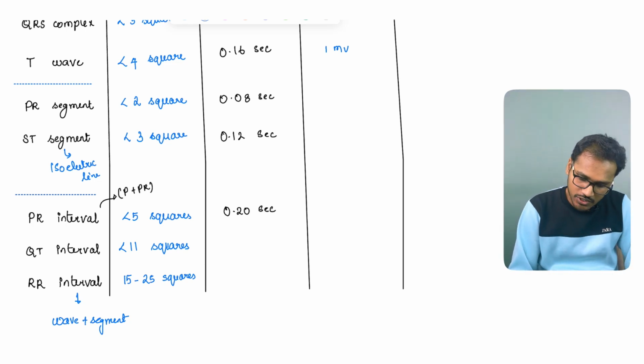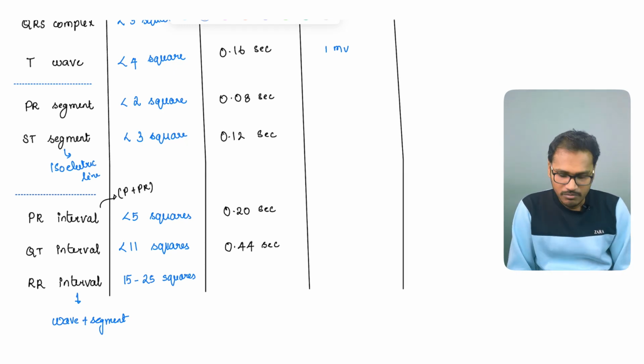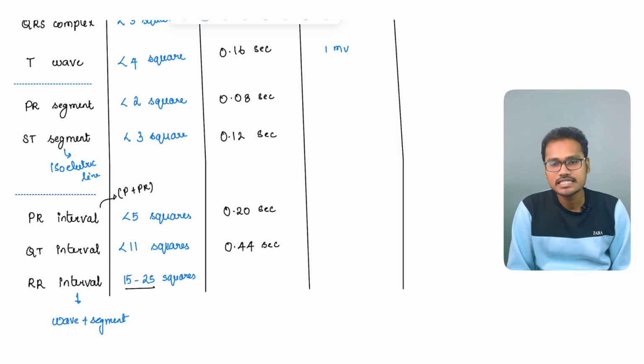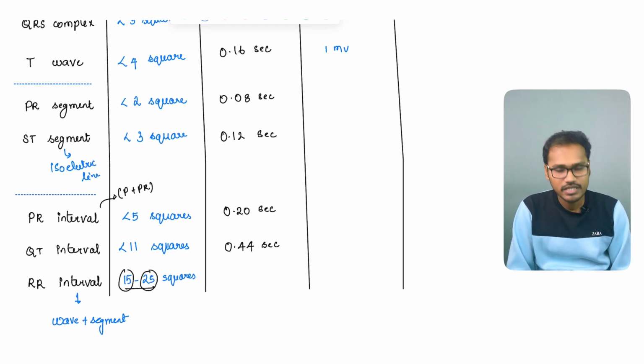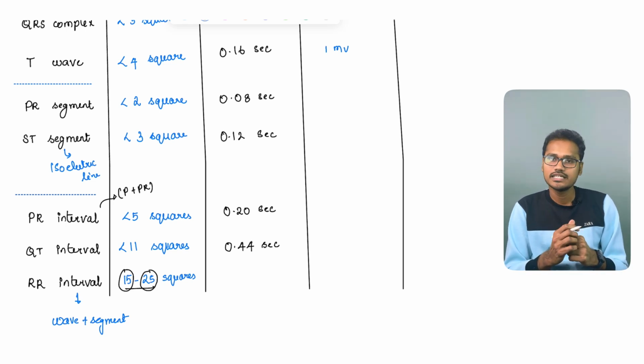And the QT interval, the normal duration is around 0.44 seconds. I am writing the upper limit; it should be less than this. Now coming to the RR interval, generally the heart rate can range between 60 to 100 heartbeats. So it is usually 25 squares whenever the heart rate is 60, or it can occupy just 15 squares whenever the heart rate is 100. So this entire range is considered as normal.